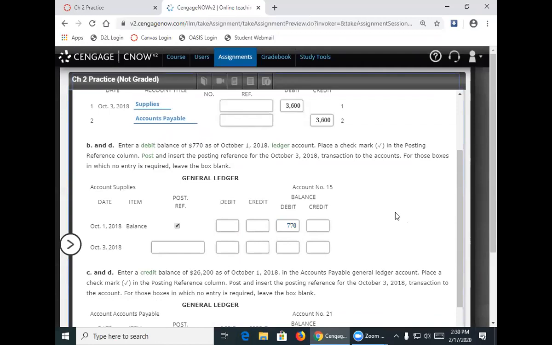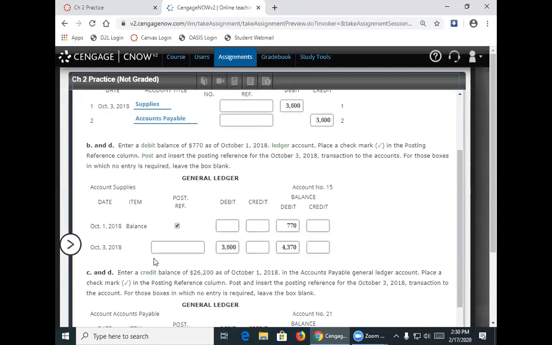And then on October 3rd, we debited supplies 3,600. So on October 3rd, I put in a debit of 3,600. What's my new balance for supplies? How much? 4,370? Perfect. Yeah, we add, right? We take our existing debit balance plus we debited it, so we increased it more. So very good. It's 4,370.